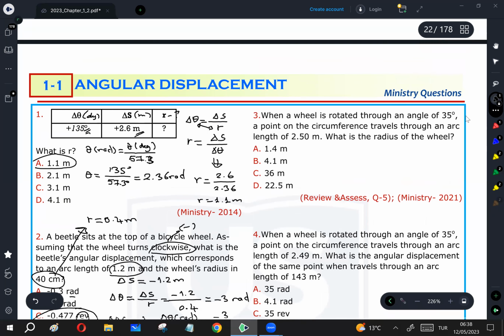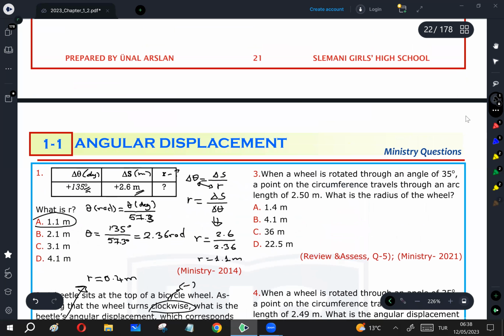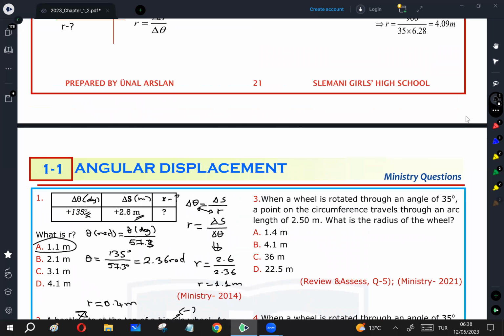And questions number 3 and 4 are in fact very close to each other. 3 is the easier one. When a wheel is rotated through an angle of 35 degrees, which is delta theta in degrees, a point on the circumference travels an arc length of 2.5 meters. It is delta S, the arc length. This delta S is 2.5 meters. What is the radius of the wheel? We will use the equation delta theta is equal to delta S over R, but R is the question.